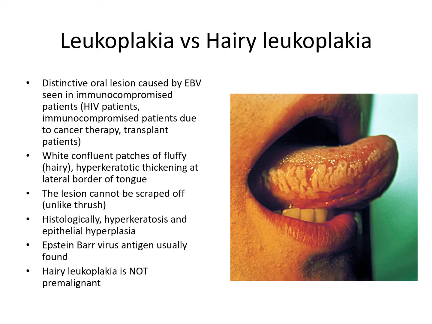There is a lesion that is called hairy leukoplakia, which is caused by EBV infection and is seen in immunocompromised patients such as HIV patients, patients on cancer therapy, and transplant patients. The lesion is usually seen on the lateral border of the tongue, just like in the picture, and it is white, confluent patches of fluffy hyperkeratotic thickening. The lesion again cannot be scraped off, and histologically there's hyperkeratosis and hyperplasia of the epithelium. Epstein-Barr virus antigen are usually found, and it is important to note that this lesion is not premalignant.